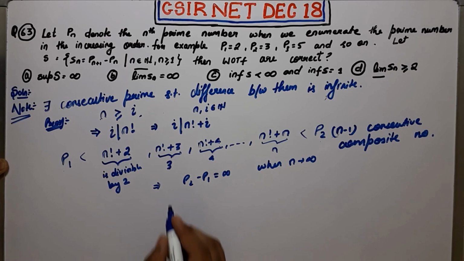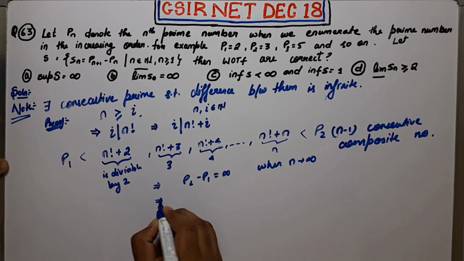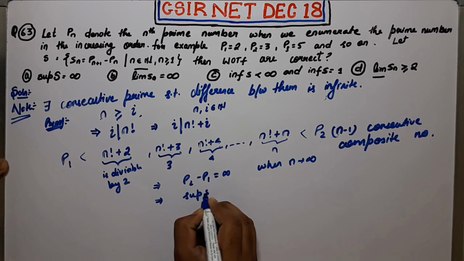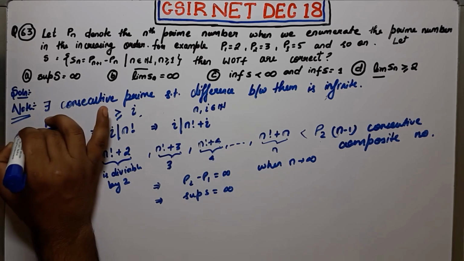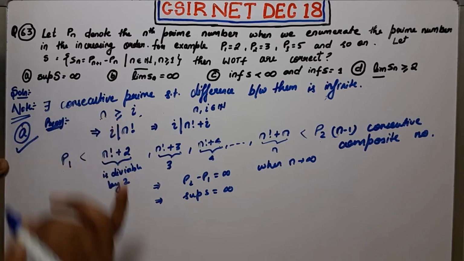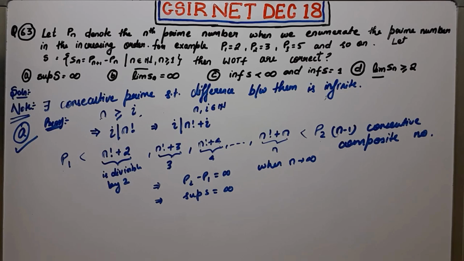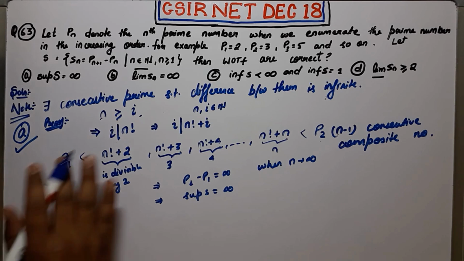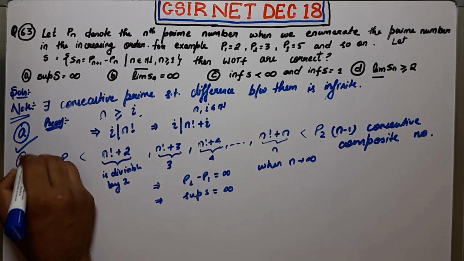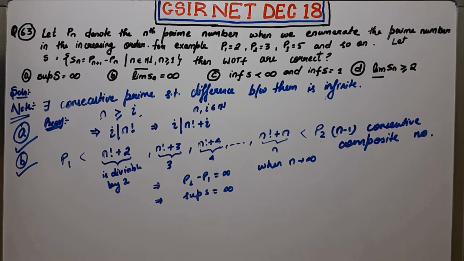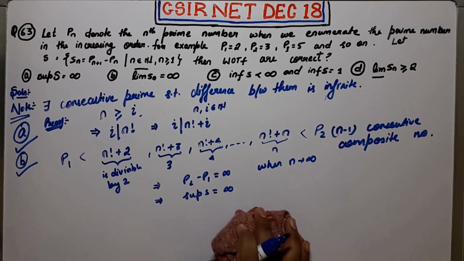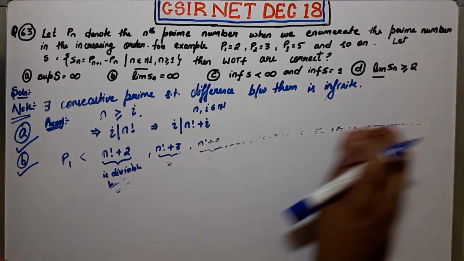Okay, so what will this imply? This implies the supremum of S is infinite. So your A option is actually correct. So I have proved option A. Now from this one you can directly say that the limit superior is infinite. So B option is also correct. Okay, now coming to the C option and D option.